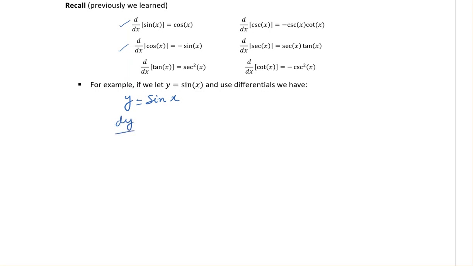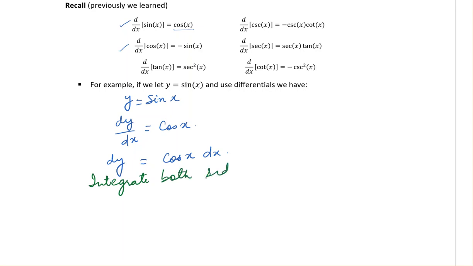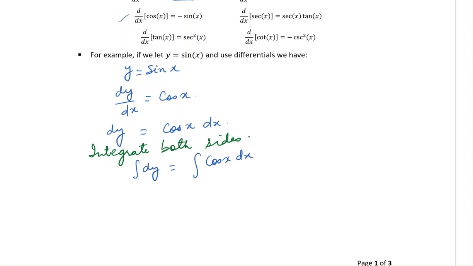Taking the derivative on both sides, I get the derivative of y with respect to x, and we know that the derivative of sine x is cosine x. So from here we got dy is equal to cosine x dx. This is our differential equation. In the next step, integrate both sides. When we do this, what we get is integral dy is equal to integral cosine x dx. And we know that the integral of dy is y plus c, and the indefinite integral of cosine x we don't know yet.